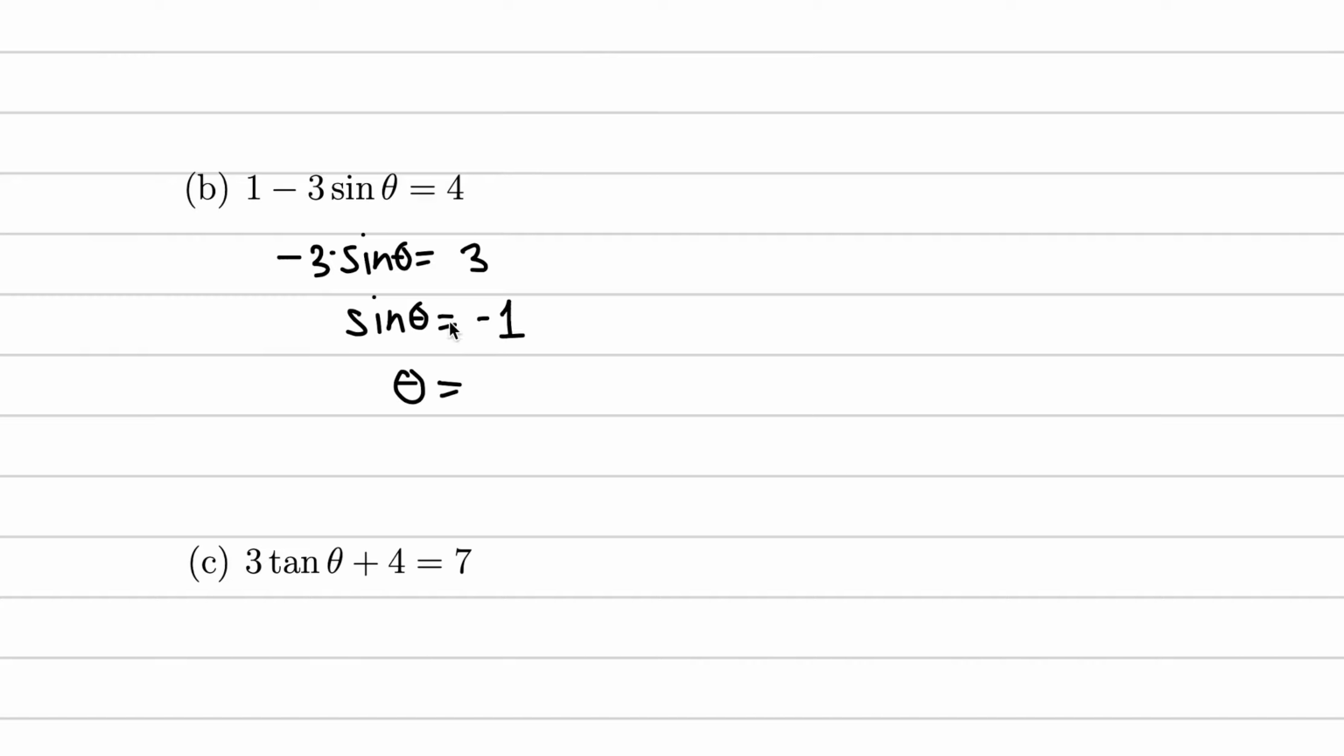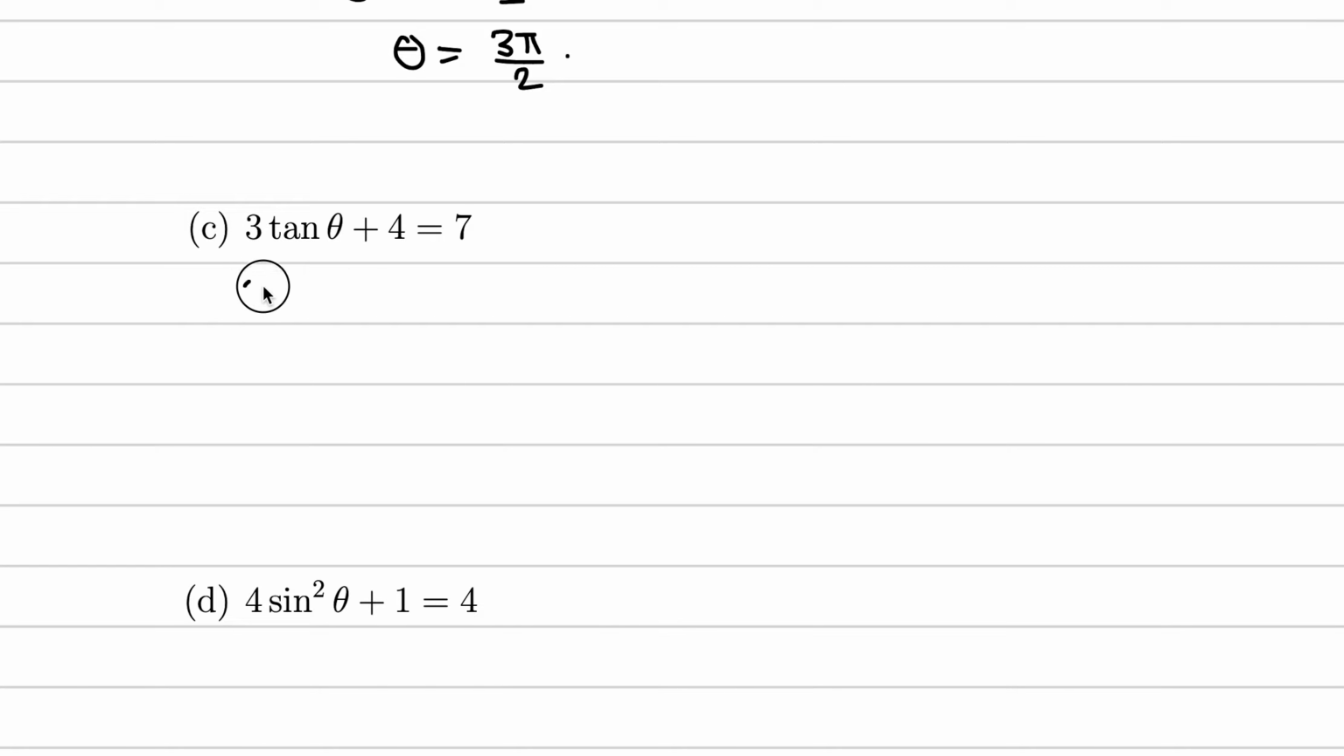Now we want to look at the angle where the y coordinate is negative 1, because sine means y coordinate. Y coordinate negative 1, where is that? Only one place: 3 pi over 2, 270 degrees. That's it.